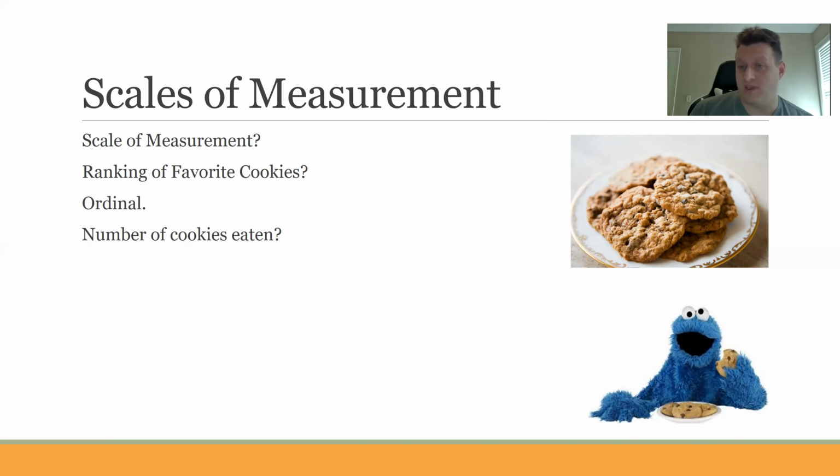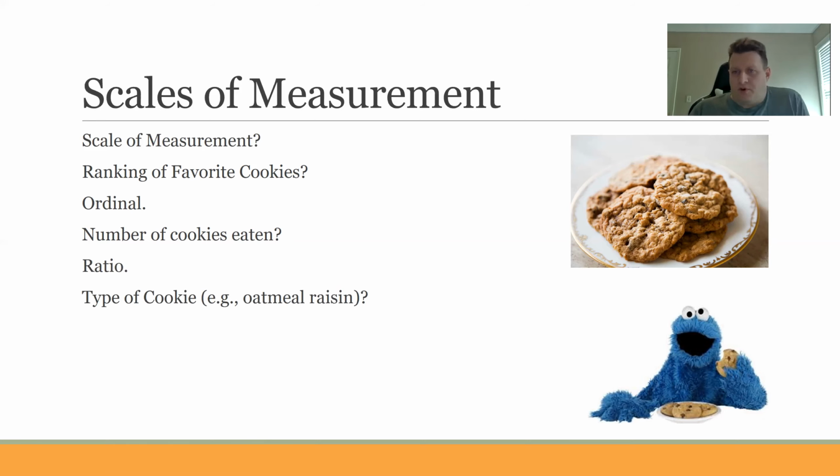How about the number of cookies eaten? All right, the interval's consistent here. The difference between 3 and 6 cookies eaten is the same as the difference between 6 and 9 cookies eaten. So we're either dealing with an interval or a ratio scale. Is 0 cookies eaten meaningful? And the answer is yes, it is meaningful. So we can calculate ratios. So eating 6 cookies is twice as many cookies as someone that eats 3 cookies. So we have a ratio scale of measurement.